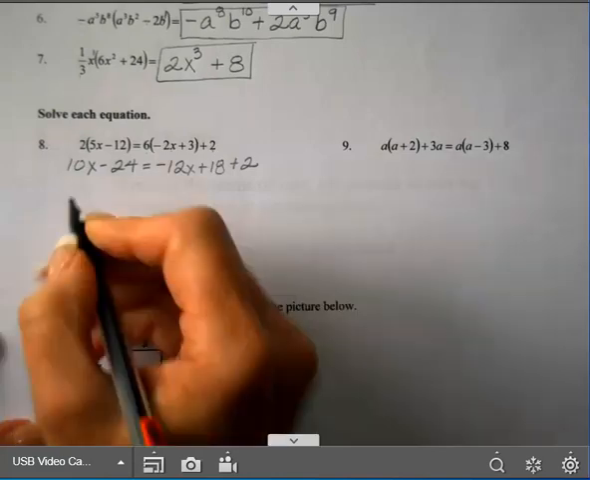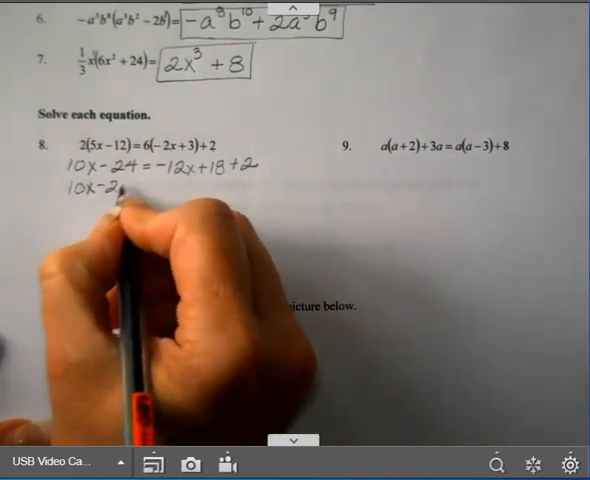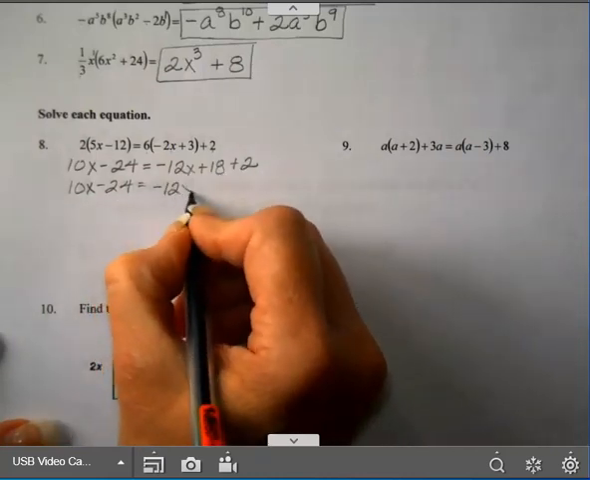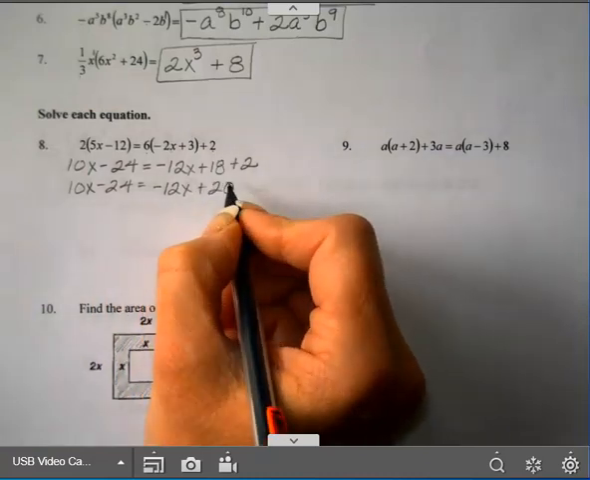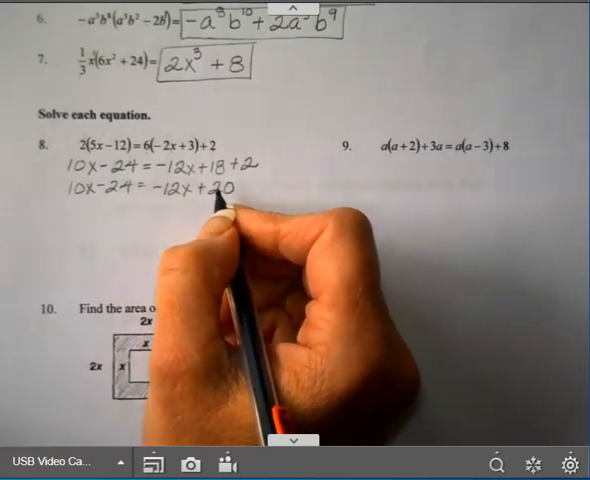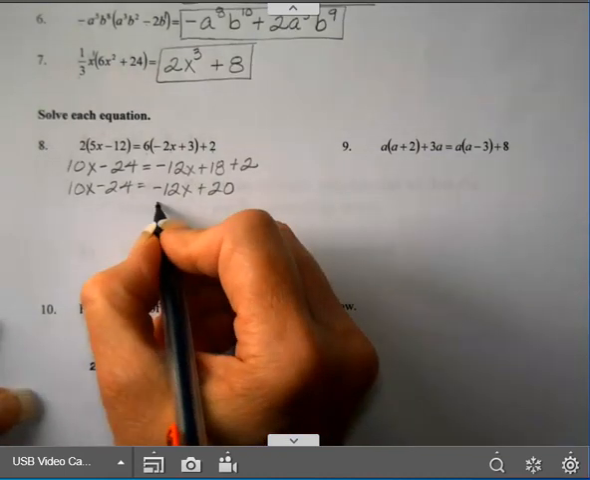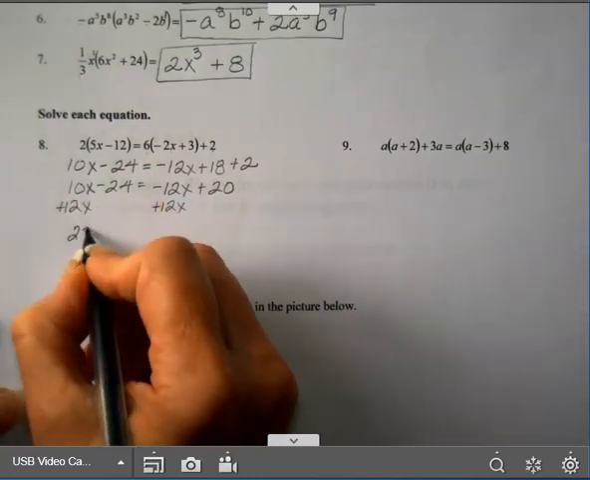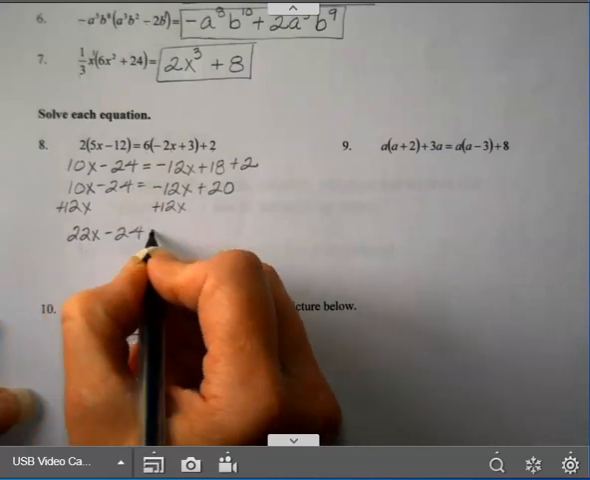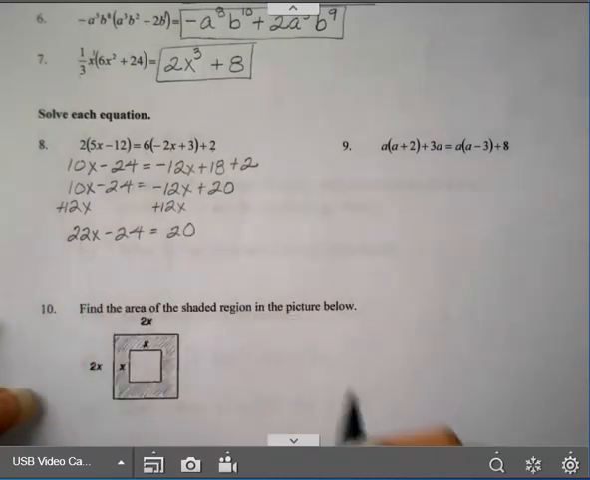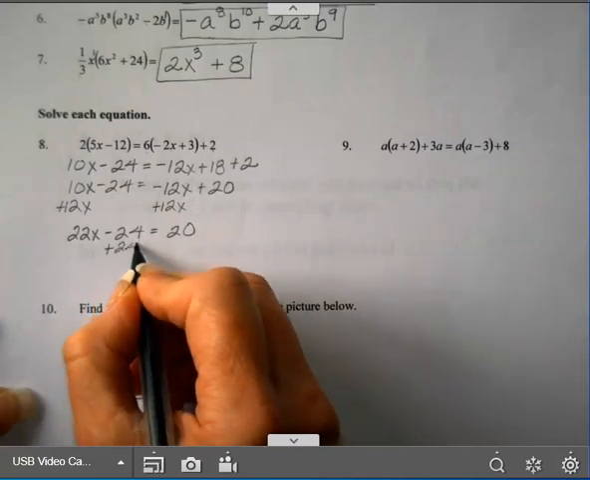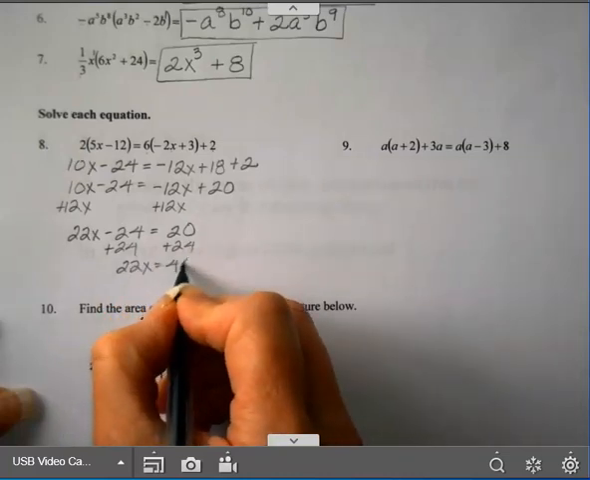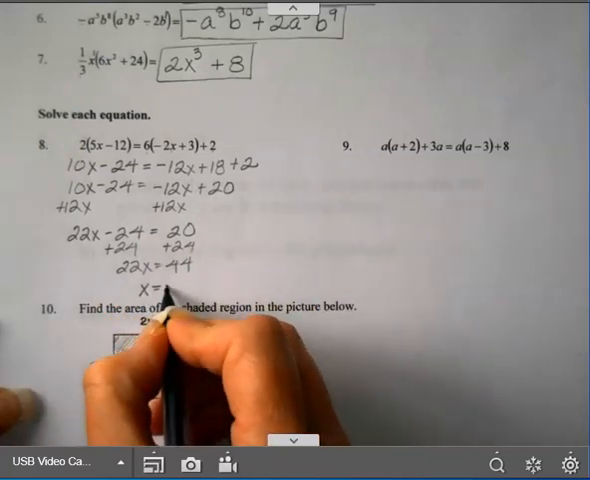Let's collect our like terms. On the right side, the 18 and 2 I can combine. That gives me 20. We're going to move our x's to one side and our numbers to the other. So add 12x to both sides. 22x minus 24 equals 20. My next step would be to add 24 to both sides. 22x equals 44, and x equals 2.